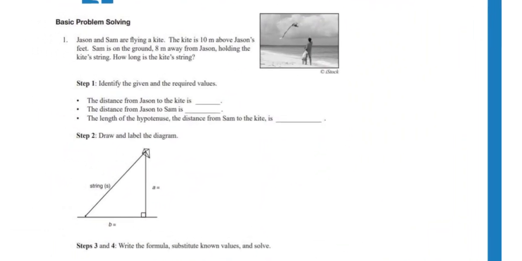All right, so here's our problem. It says Jason and Sam are flying a kite. The kite is 10 meters above Jason's feet. Sam is on the ground 8 meters away from Jason, holding the kite string. How long is the kite string?